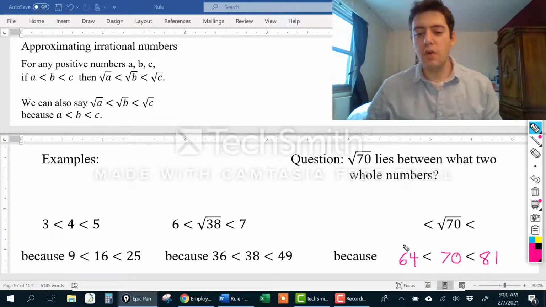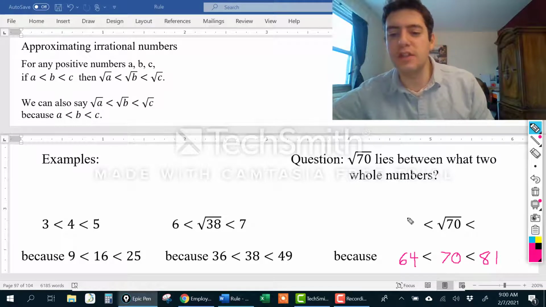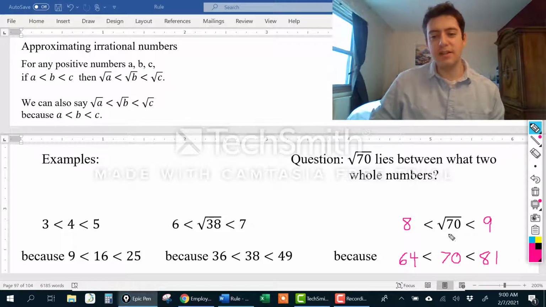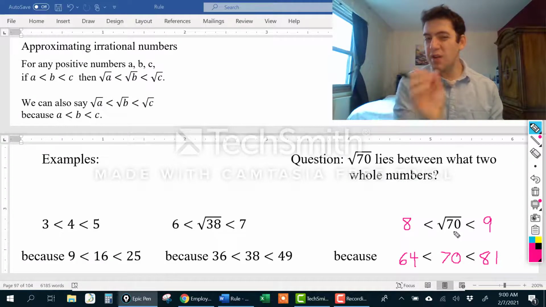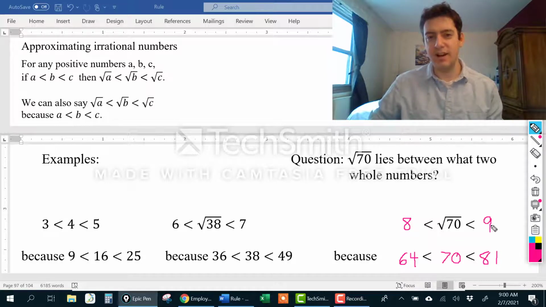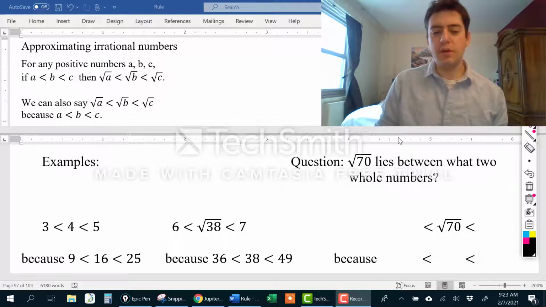Okay, so now I'm just going to take the square root of 64, which is 8, and the square root of 81, which is 9, and now I have approximated the square root of 70. I don't know exactly what the square root of 70 is. I still don't know that, but I know it's in between 8 and 9. And I know that because 64 is less than 70, which is less than 81. Or in other words, I know that because 70 is in between 64 and 81, which are the squares of 8 and 9. Okay, so we're going to move on now.